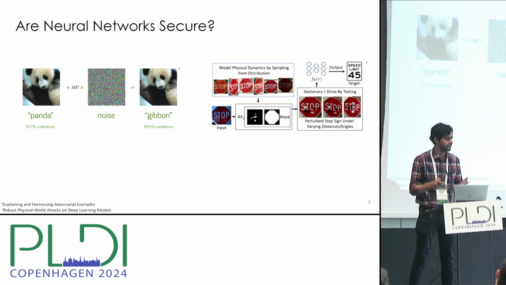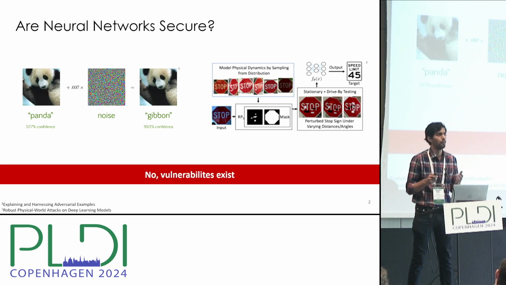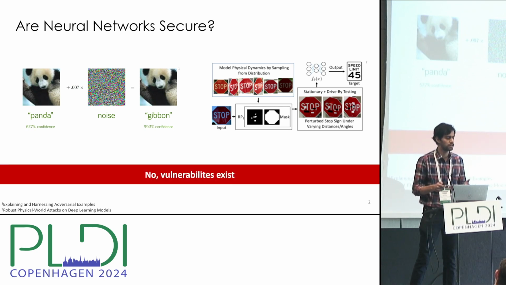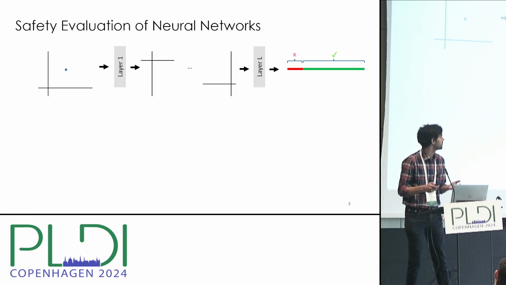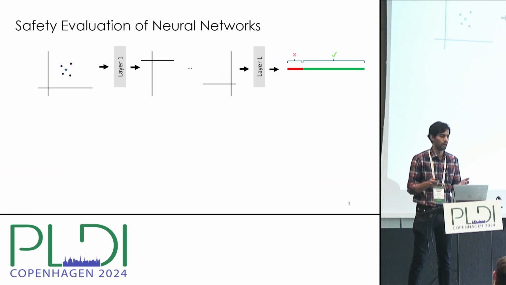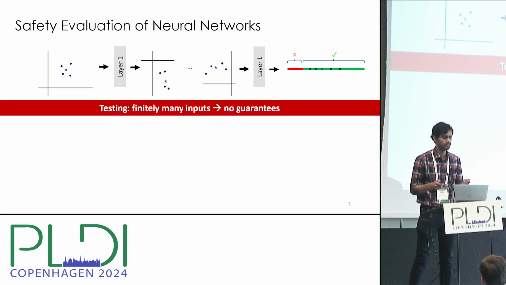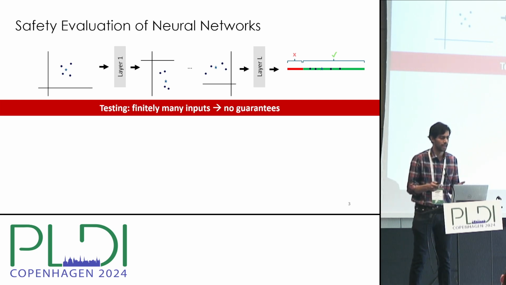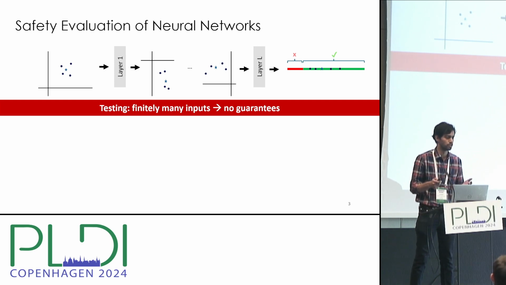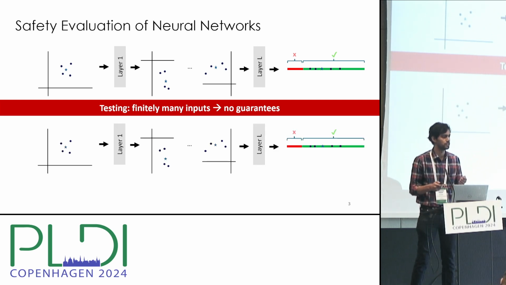So we need a way to evaluate the safety of the neural networks. What to do in this case? One option is easy: we can just test the neural networks against the perturbed inputs. However, this method has two major drawbacks. First, we can only test with finitely many inputs, and it doesn't give any guarantees about the safety of the neural networks. This is where verification comes into the picture.